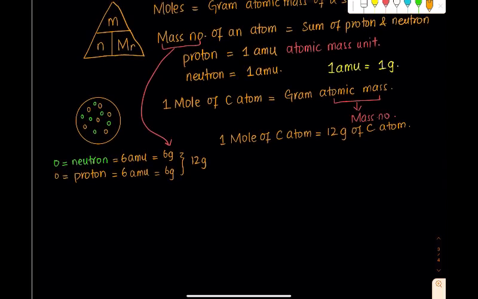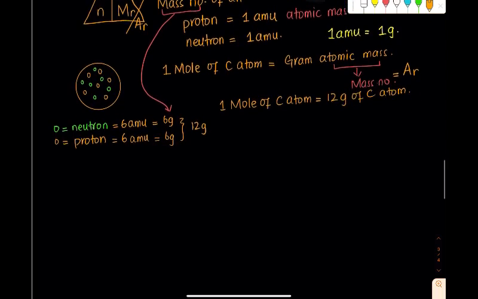The formula can have another member entered to it, and that is AR along with MR. So AR stands for the mass number. This mass number is also abbreviated as AR, atomic mass, relative atomic mass, AR, relative atomic mass. So mass number.